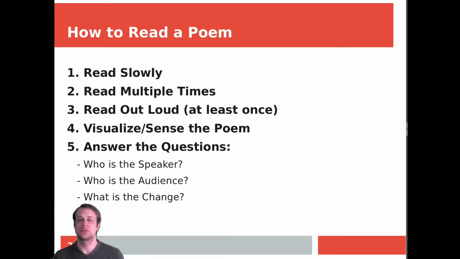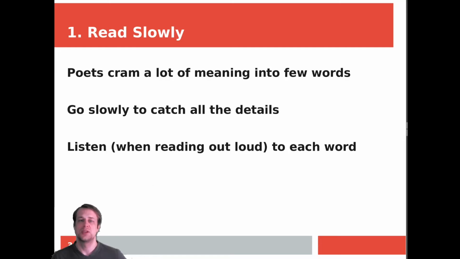You can take a look at this: read slowly, read multiple times, read out loud at least once, visualize and sense the poem, and then answer the questions: who is the speaker, who is the audience, and what is the change that happens in the poem.